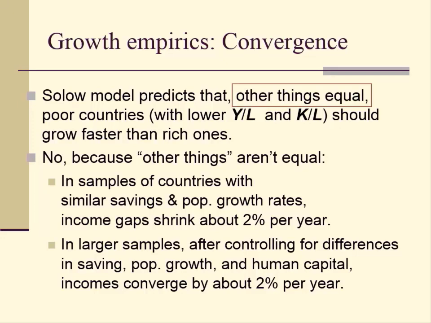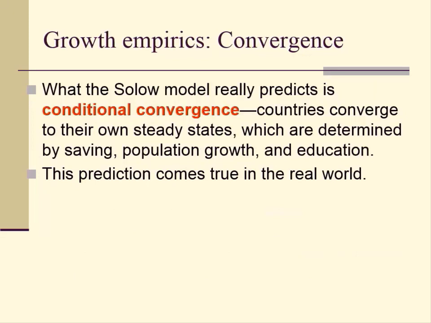per year. Therefore, what the Solow model really predicts is conditional convergence. That is, countries converge to their own steady states, which are determined by saving, population growth, and education. And this prediction comes true in the real world. That is, the income gap between countries that are similar in observable characteristics appears to narrow over time.